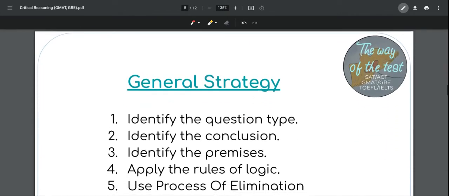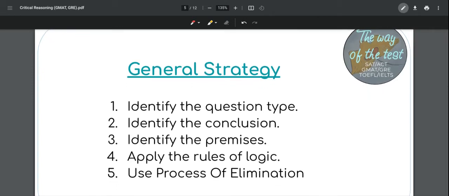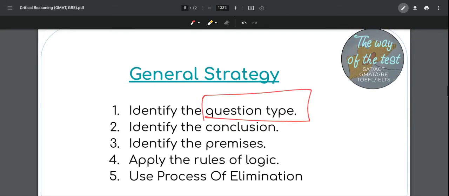Okay, the general strategy for the whole critical reasoning section. Again, remember there are specific strategies for each question type, but this is just the general strategy that you want to follow. The first thing you want to do is identify the question type. Is it an inference question, is it a weaken question, is it a strengthen question? Again, I'm going to give you a list and then I'm going to have one video per question type. So the first thing, identify the question type.